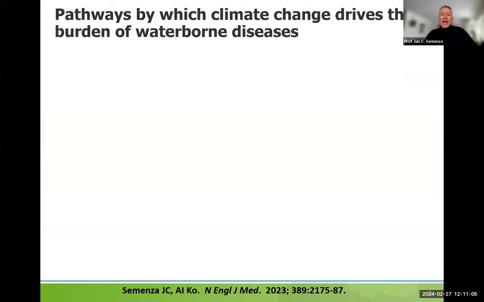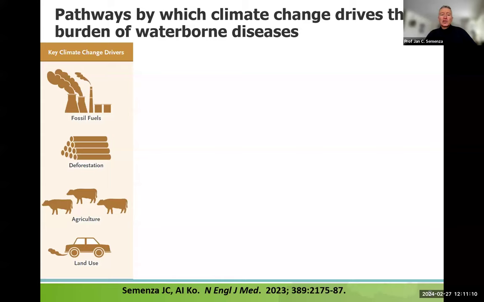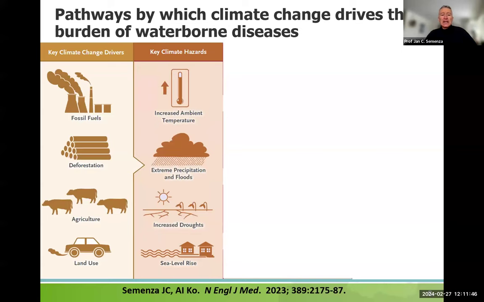We all know that the drivers of climate change are in fact fossil fuels. And I would like to point out that here is your tax money at work, because we heavily subsidize fossil fuels. We as a society subsidize the fossil fuel industry to create more and more greenhouse gas emissions. But obviously deforestation, agriculture with cows and methane emissions, and land use are all climate change drivers that have an impact on our climate, with increased ambient temperature, extreme precipitation and floods, increased droughts, and sea level rise.